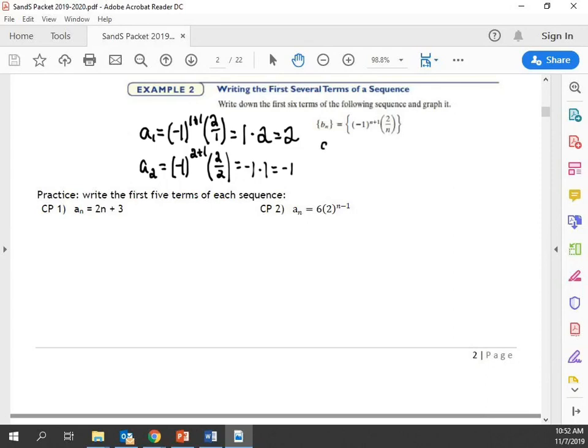Let's go on to A sub 3. So negative 1 raised to the 3 plus 1 power gives you what? Positive 1 times, does 2/3 simplify? Nope. So 2/3. Let's do one more and see if we can find a pattern that's going on here, guys.